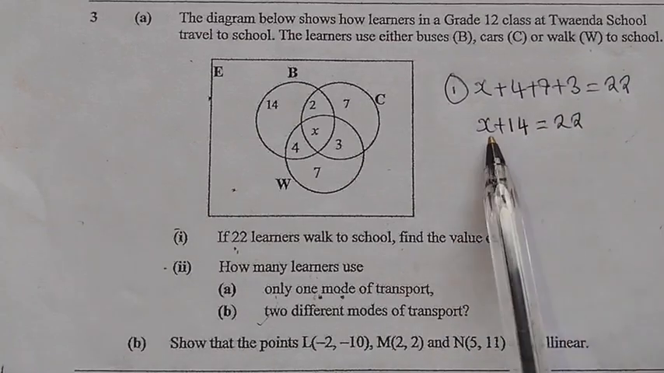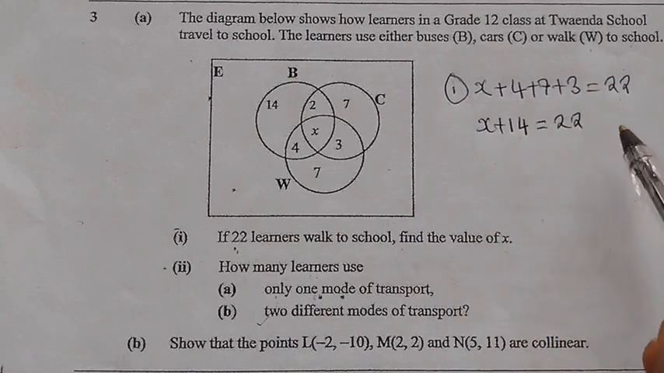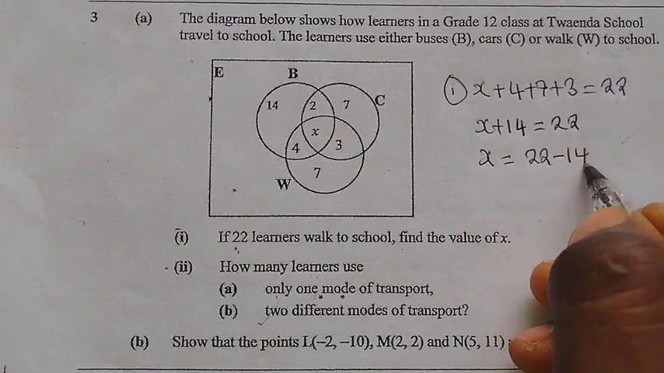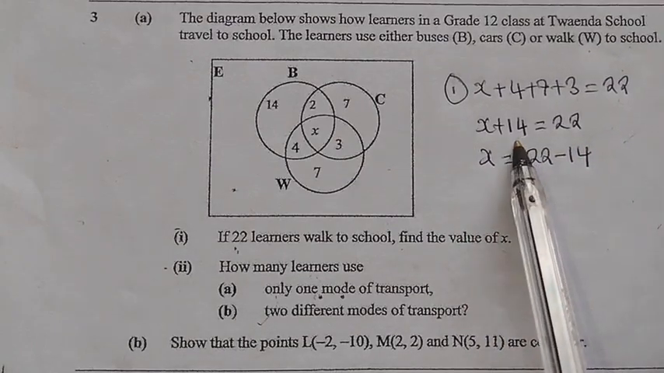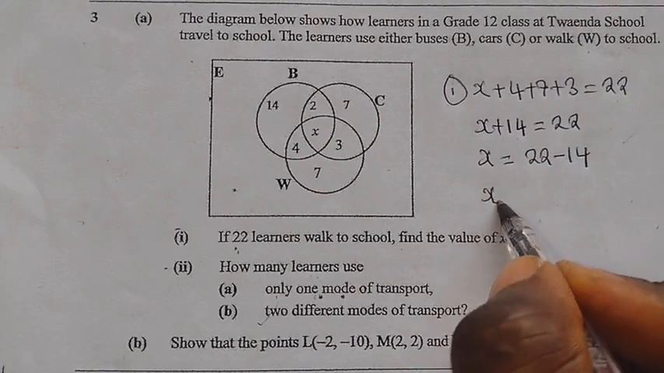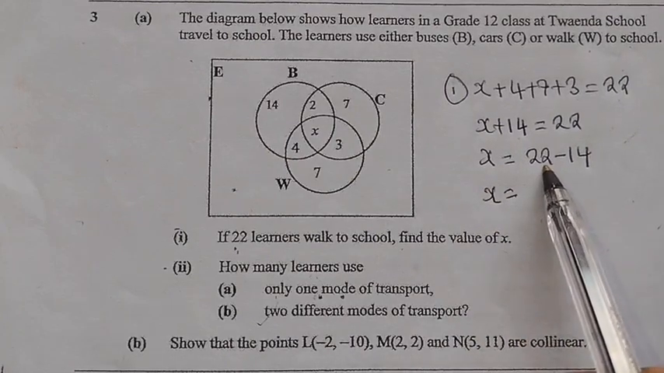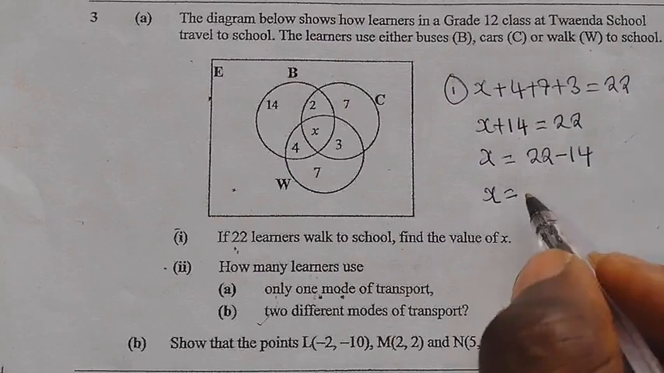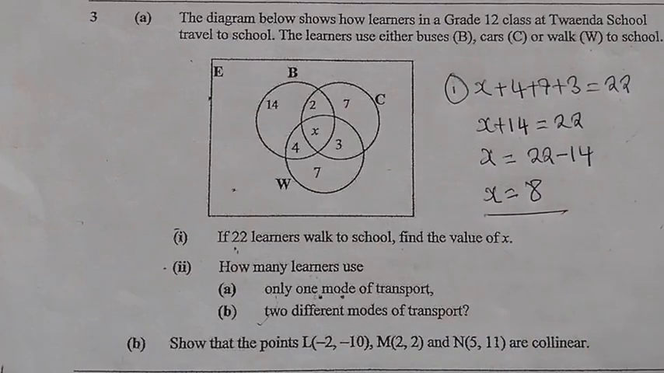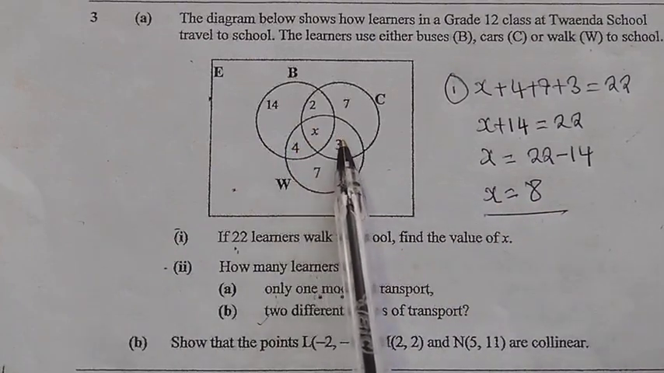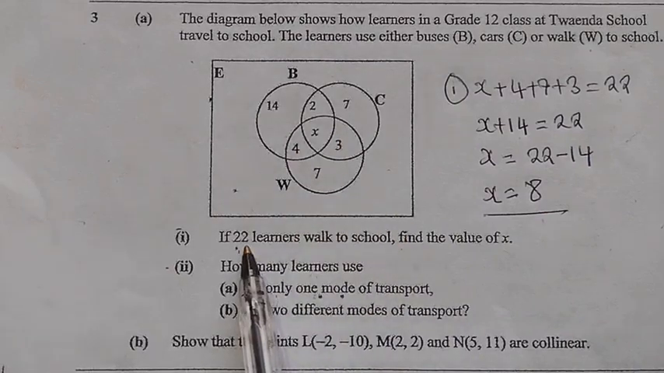Since we want to find the value of x, this 14 will come to this side. So we are going to have x equal to 22 minus 14. Here 14 was positive, when it goes this side it becomes negative. So what is going to be our answer? We say x equal to, just subtract 22 minus 14. The answer is 8. So we have answered question A. The value of x in this case was 8. When you put 8 here, you add 4 plus 8 plus 3 plus 7, and you should have 22 learners who walk to school.